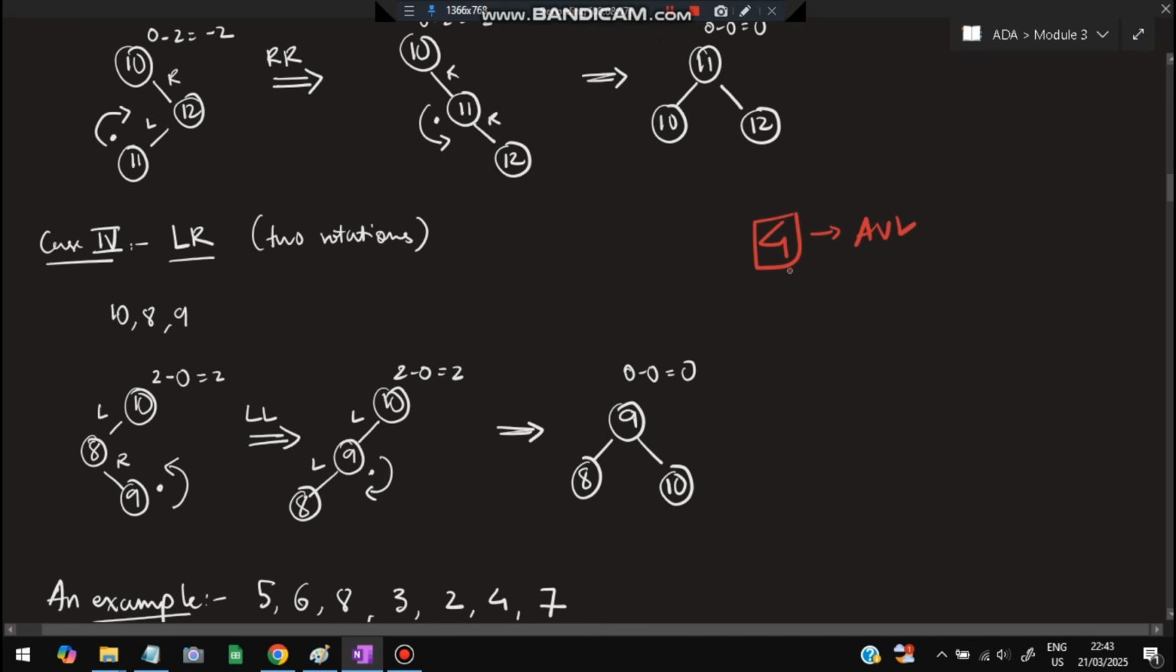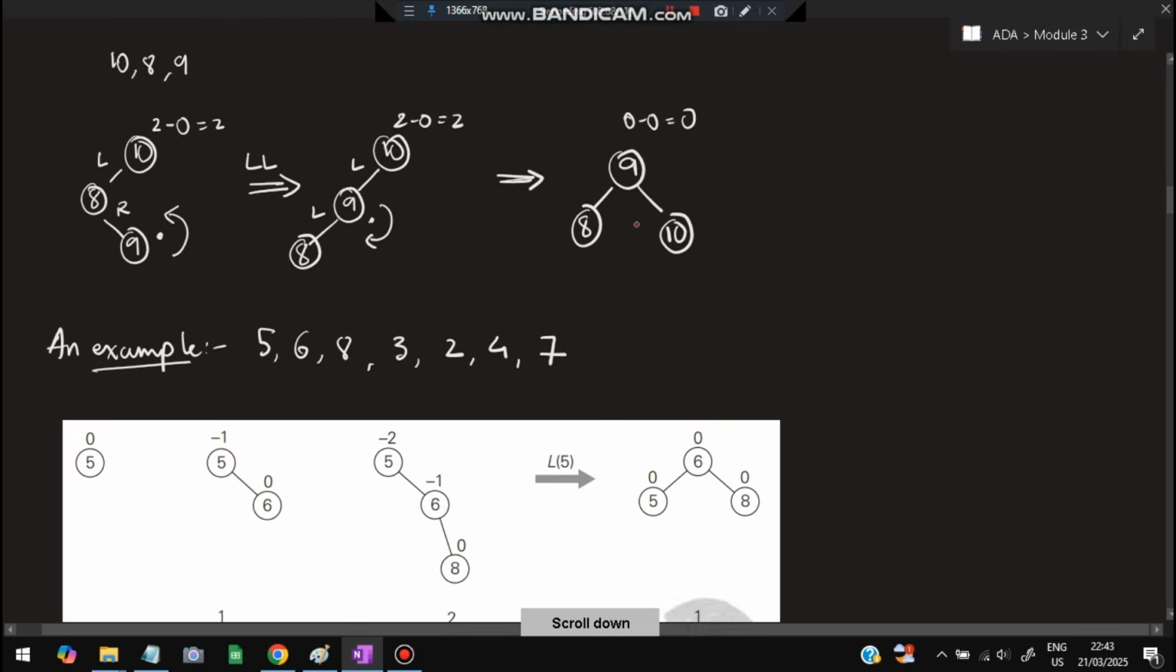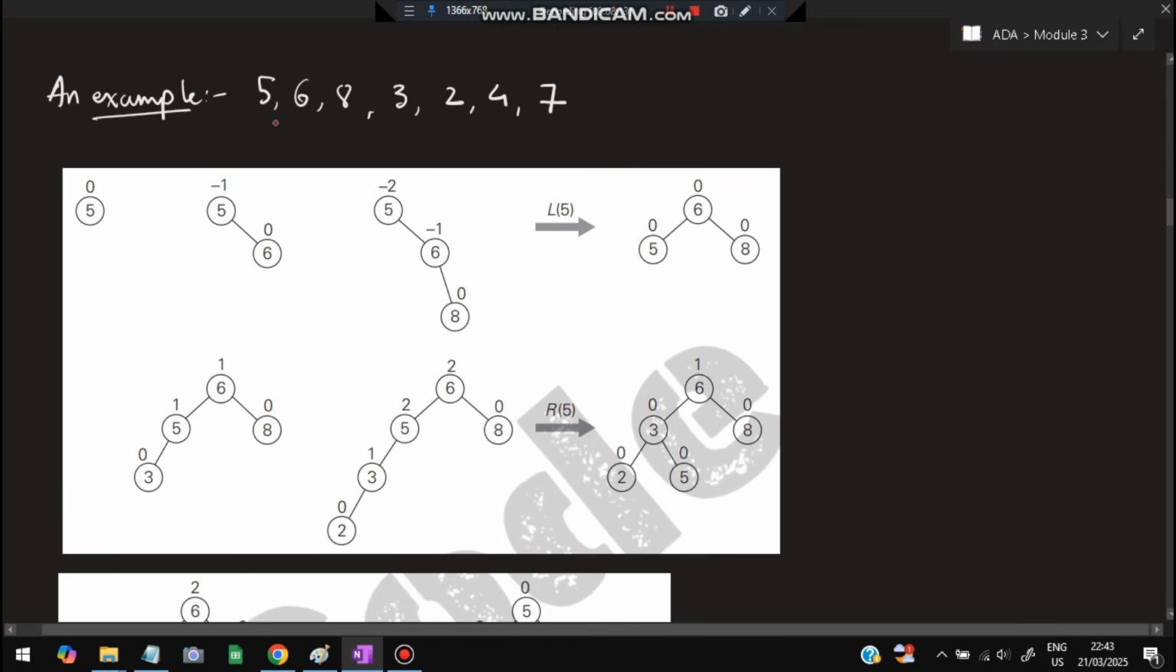Okay, so you need to know what the different operations are, what an AVL tree is, and how we convert. Now let's take a normal example. The numbers given here are 5, 6, 8, 3, 2, 4, 7. Now if you want to convert this into an AVL tree, what we'll do: 5 we have taken, 5 is here, fine, no problem, height is 0, balance factor is 0. Then 6 came, so 6 will be here, balance factor is 0 and minus 1, very good.